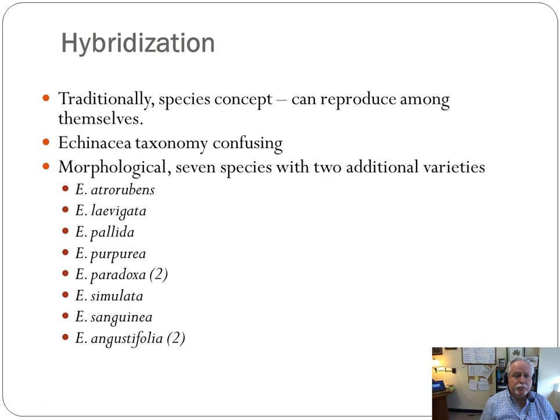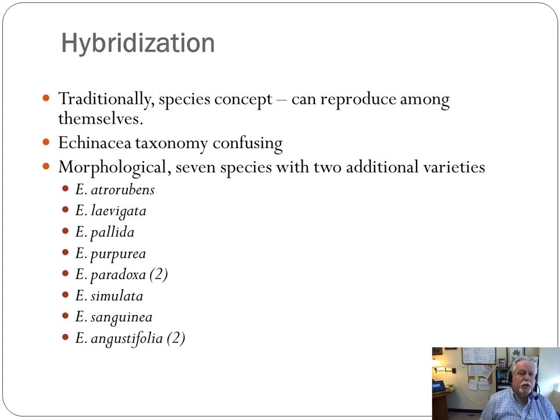So the other issue that really comes into play on the biological side is something called hybridization. So generally when we speak of a species, we say it can only reproduce amongst itself. But the echinacea taxonomy is a little bit confusing. Based on morphology, there have been 7 species with 2 varieties. So you've got the species of Atrorubens, Laevigata, Pallida, Purpurea, Paradoxa, Simulata, Sanguinea, Angustifolia.